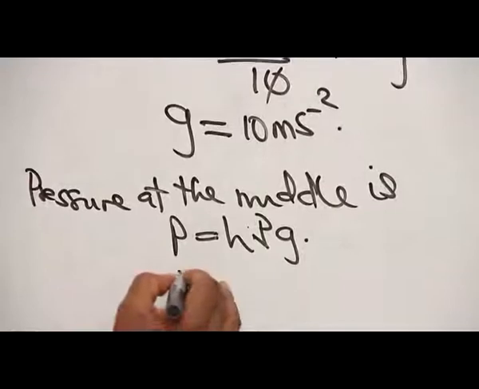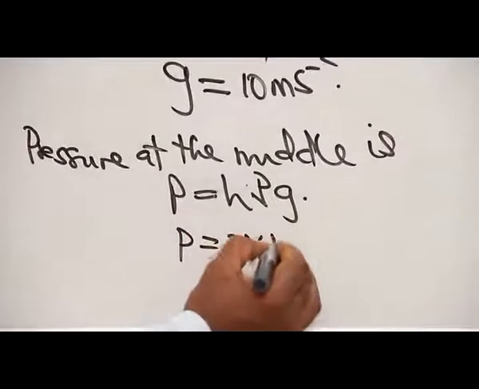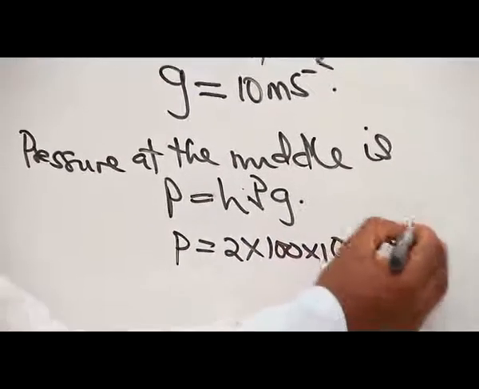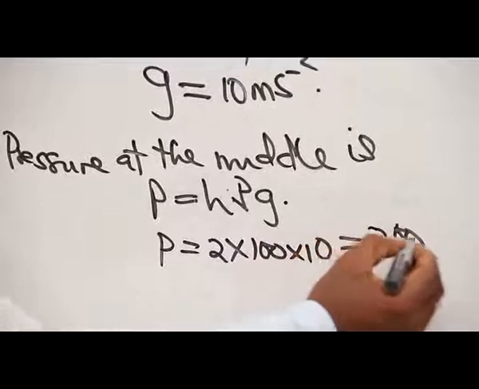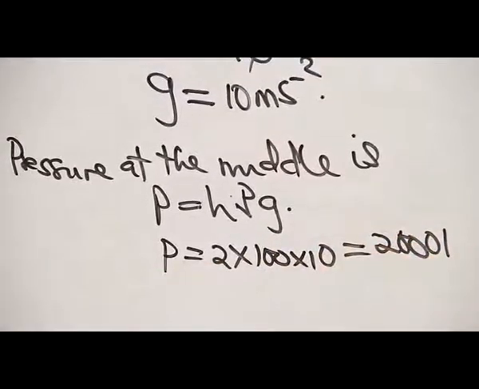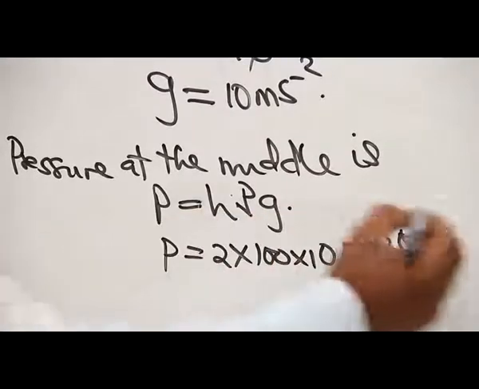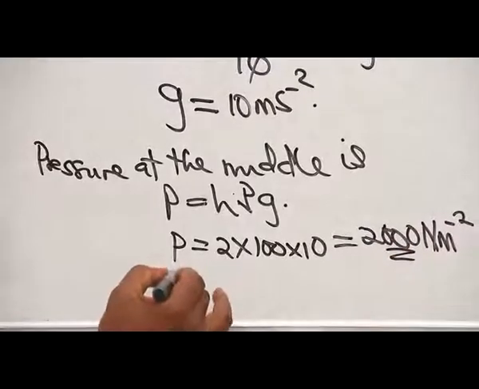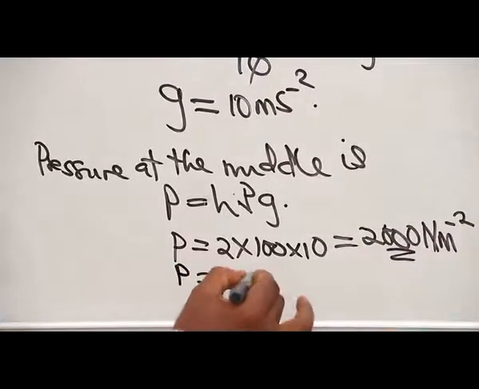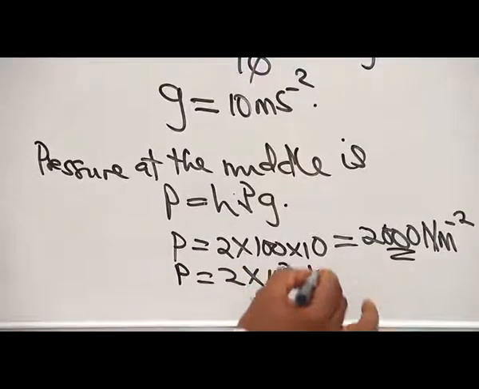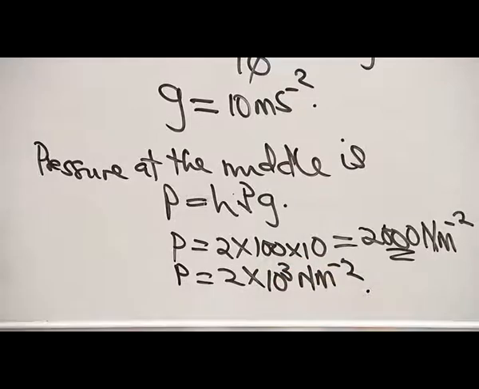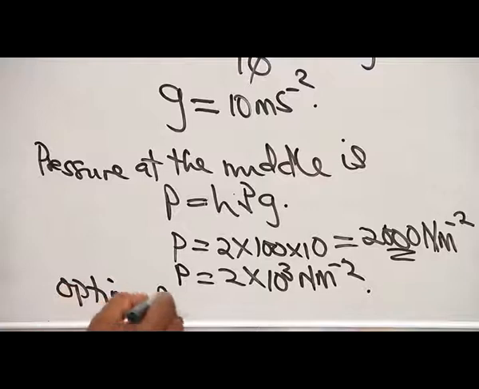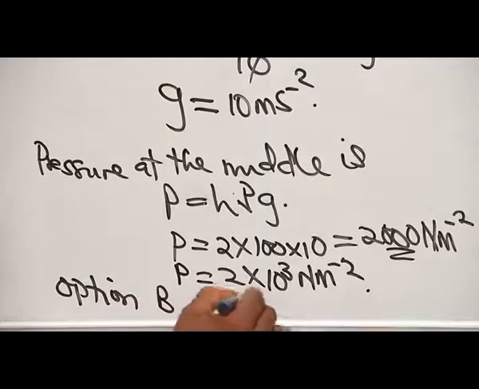So this will give us 2 times 100, that's the density, times 10. This will give us 2000. That's pressure, Newton per meter square. And this is the same thing as 2 times 10 raised to power 3 Newton per meter square. Option B is correct.